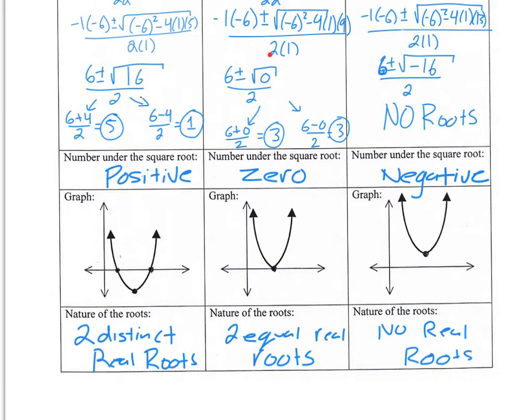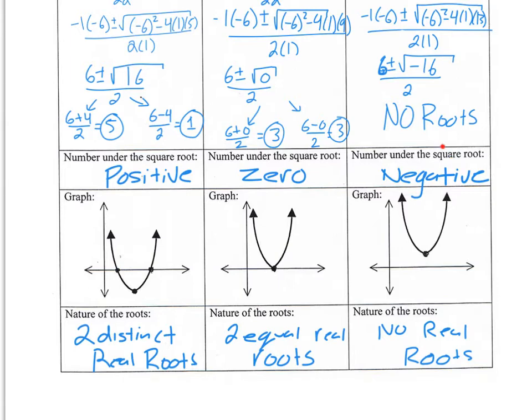Now, if I find a 0 underneath this square root, then that's going to only produce one root, or we're going to call it two equal real roots. And we call them two equal real roots because there are two roots. Let's look above here, right? You see, when we add and when we subtract, we're getting two roots, and they're both at 3. So they're equal. So two equal real roots.